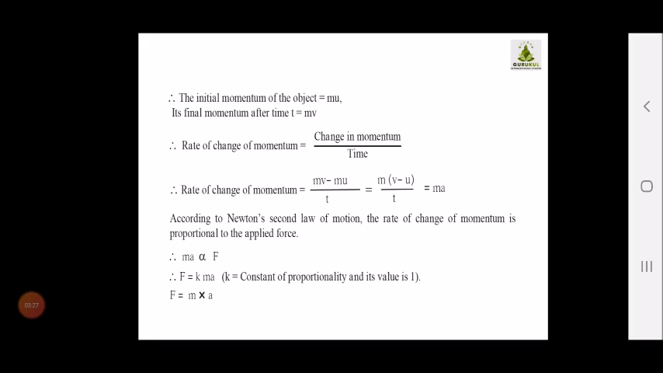Now what I am getting? F is equal to KMA, where K is the constant of proportionality and its value is 1. Multiplying by 1 doesn't make a difference. So instead of K, I can directly write F is equal to M multiplied by A. Okay children, this is the derivation of Newton's second law of motion. This is how we are deriving it. Children, please watch this video once again and try to write in your notebook as your teacher is explaining, so your concept will be more clear.